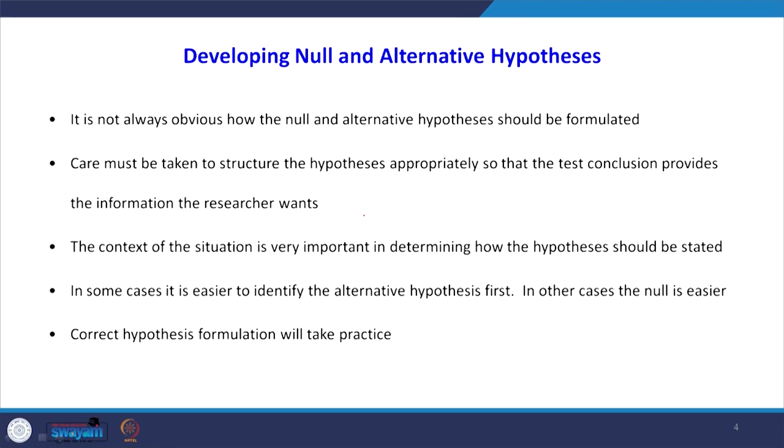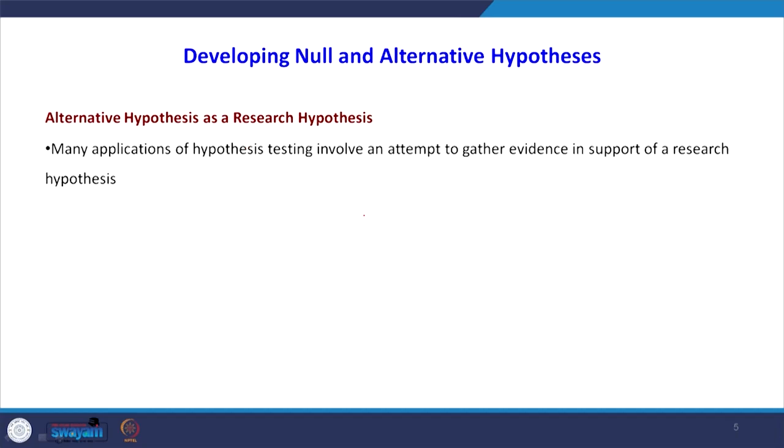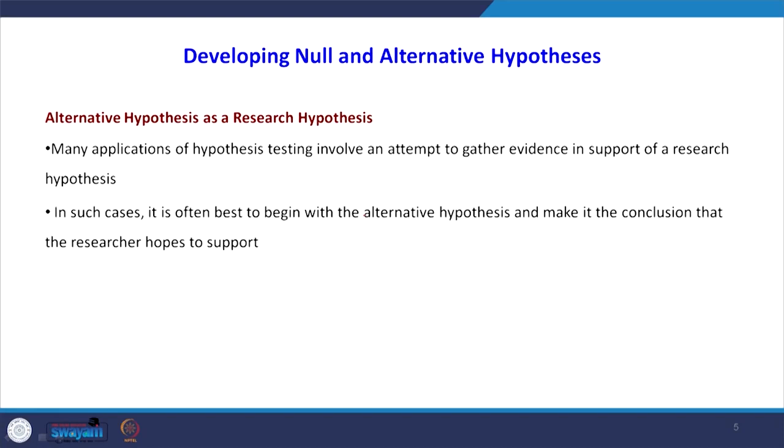In this lecture we are going to take some examples, and I am going to explain how to formulate the hypothesis, whether it is null or alternate hypothesis. First we will start with alternate hypothesis as a research hypothesis. Most of the time the researchers want to prove the alternative hypothesis. Many applications of hypothesis testing involve an attempt to gather evidence in support of a research hypothesis. In such cases, it is often best to begin with the alternative hypothesis and make it the conclusion that the researcher hopes to support, because many times the researchers want to support their own hypothesis.